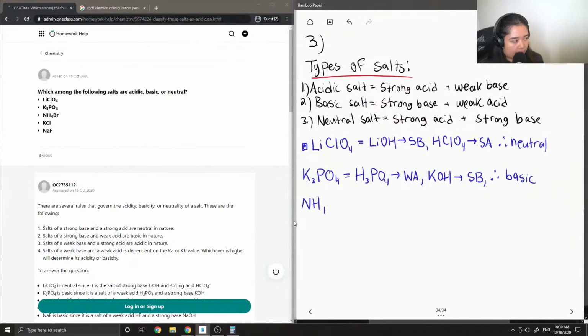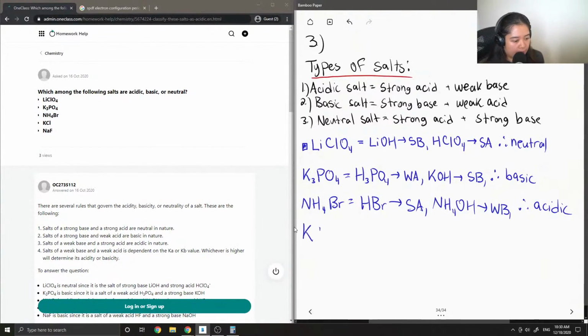Next, we have ammonium bromide. So this was made from HBr, which is a strong acid, and ammonium hydroxide, which is a weak base. So this is an acidic salt.